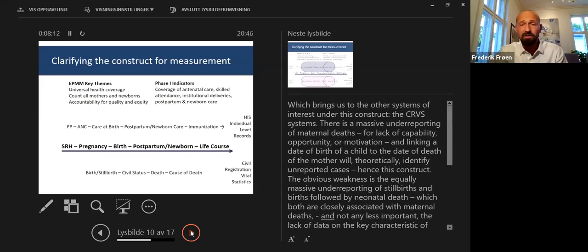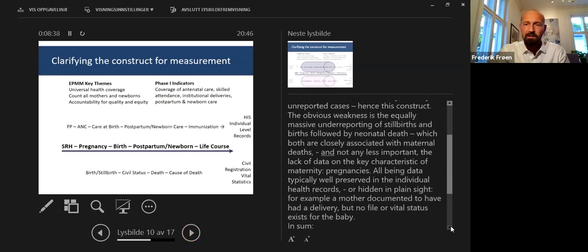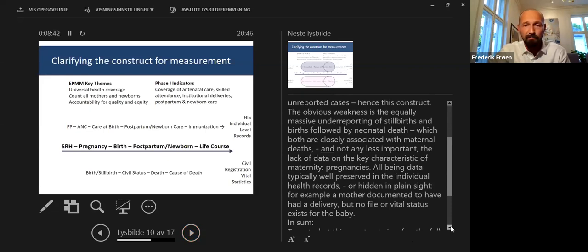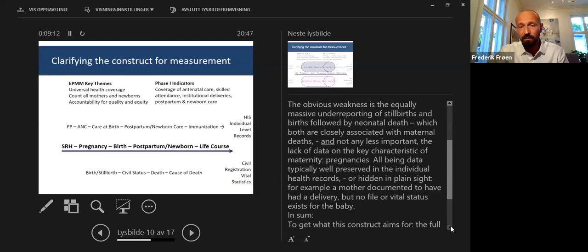This brings us to the other system of interest under this construct, the CRVS. There is a massive underreporting of maternal death for lack of capability, opportunity, or motivation, and linking a date of birth of a child to the date of death of the mother will identify unreported cases, or at least a portion of them, and hence this construct. The obvious weakness is the equally massive underreporting of stillbirth and birth followed by neonatal death, which both are closely associated with maternal mortality. And, not any less important, the lack of data on the key characteristic of maternity, pregnancies. All this being data typically well preserved in the individual health records, or hidden there in plain sight. For example, a mother documented to have had a delivery, but no file or vital status existing for the baby.